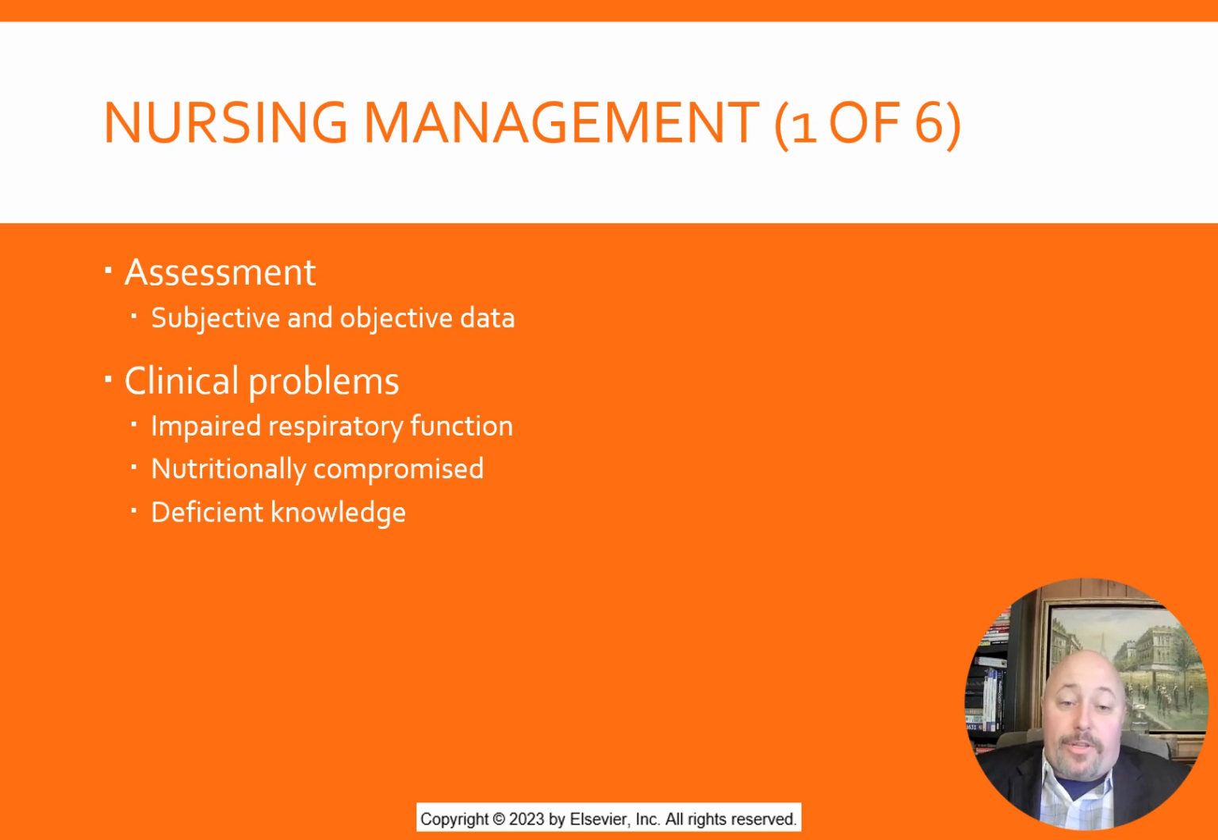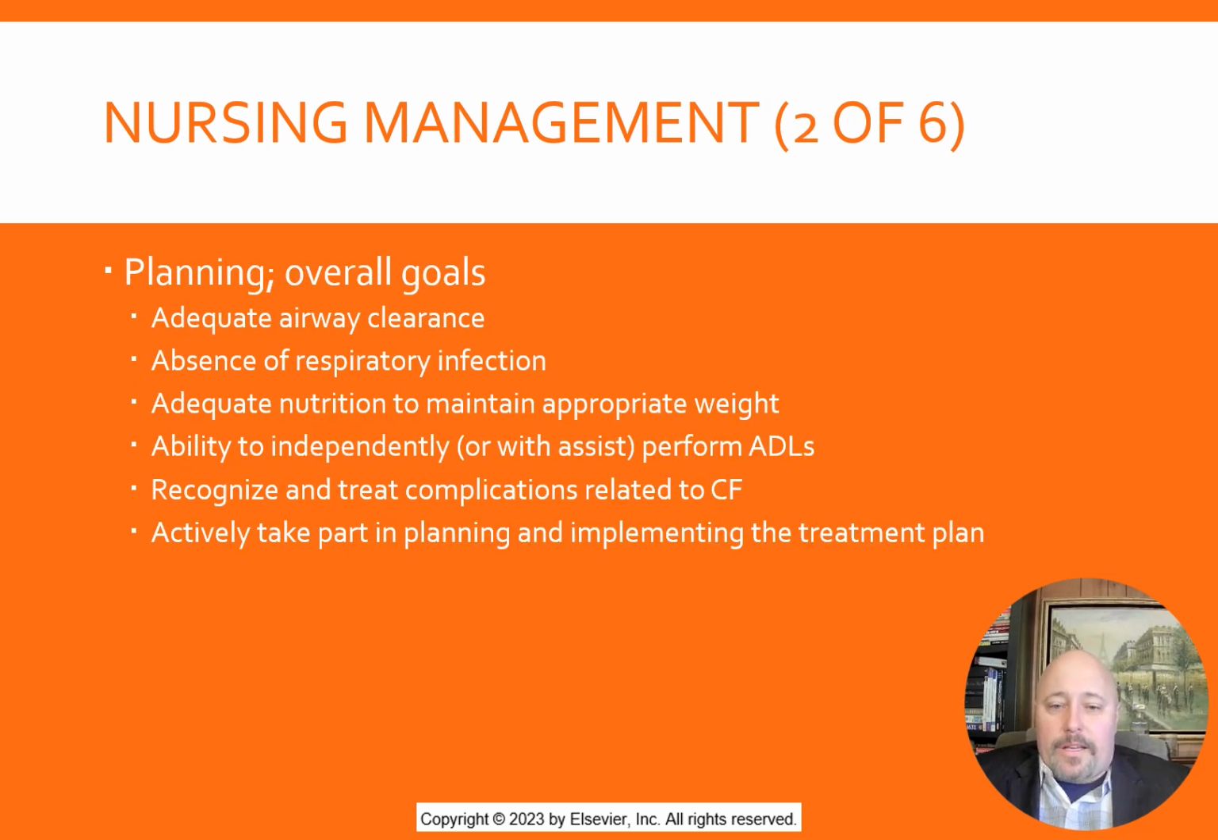Our assessment would include both subjective and objective data, along with impaired respiratory function, nutritionally compromised, and deficient knowledge as clinical problems and nursing diagnoses. And when planning to meet our overall goals, we want to make sure we've got adequate airway clearance, absence of respiratory infection, adequate nutrition to maintain appropriate weight, ability to independently or with assistance perform ADLs, recognize and treat complications related to CF, and actively take part in planning and implementing the treatment plan.